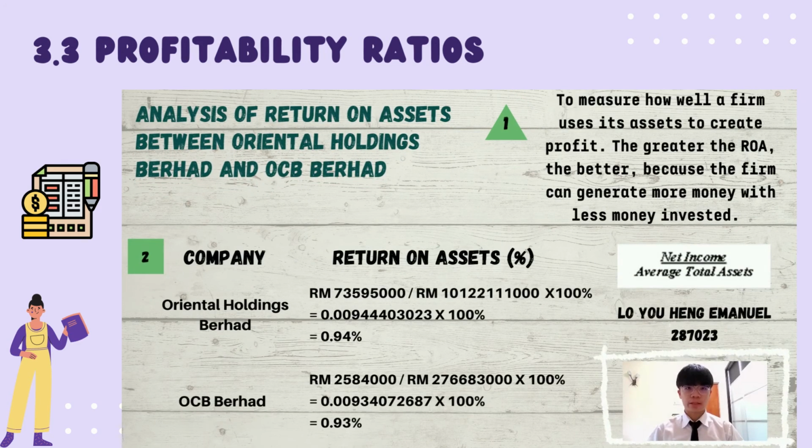Return on assets is used to measure how well a firm uses its assets to create profit. The greater the return on assets, the better, because the firm can generate more money with less money invested. Simply said, a higher return on assets indicates greater asset efficiency. Regarding the calculation, we can see that the return on assets for Oriental Holding Berhad is higher than OCB Berhad, which is 0.94% and 0.93%. This means that the company with a lower ROA has room for improvement.